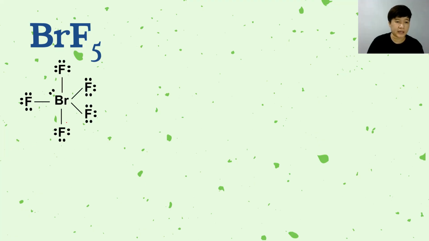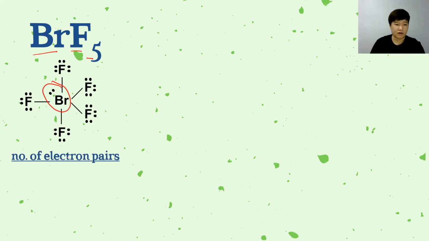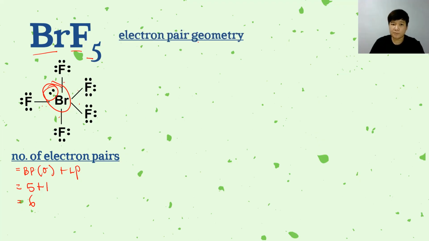So what happens if you have a lone pair? Look at your structure over here. You have your BrF5 and the Lewis structure given has a lone pair on the central atom. So what would be the number of electron pairs? Bonding pairs plus lone pairs. Your bonding pairs right now are 5, with 5 sigma, plus 1 lone pair on the central atom. Therefore, the number of electron pairs is 6. And since the number of electron pairs is 6, your electron pair geometry will be octahedral. And your octahedral should look something like this.